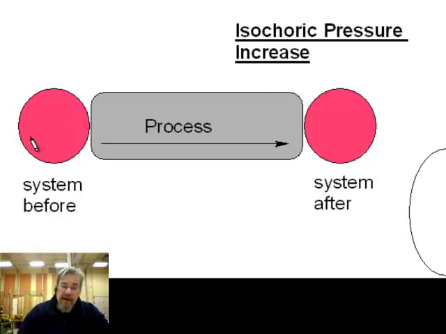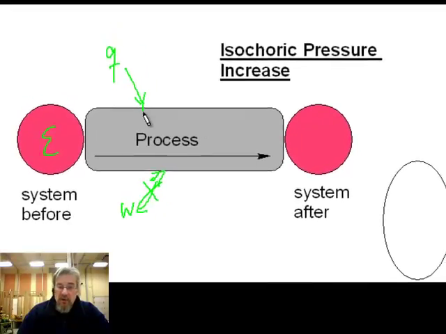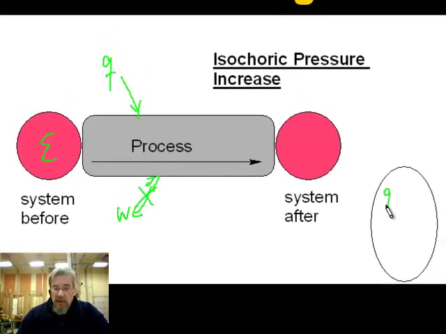So here's our schematic diagram. The system before has energy E. There is no possible work to go into or out of this system because there's no volume change. However, we know that the temperature has got to go up for this to happen. So that means Q is entering this system. So Q is positive, work is 0, so the change in internal energy is Q plus W, and that means it's going to be positive. So there's an increase in internal energy as we increase the pressure isochorically.